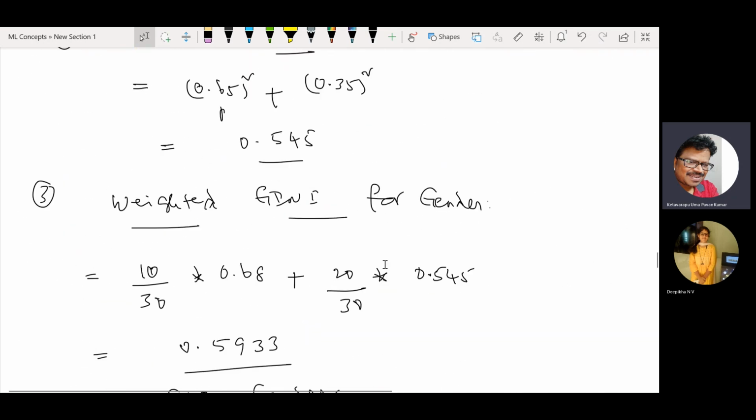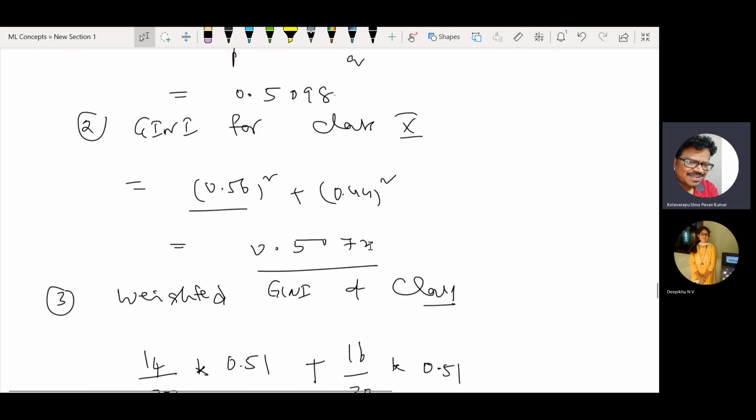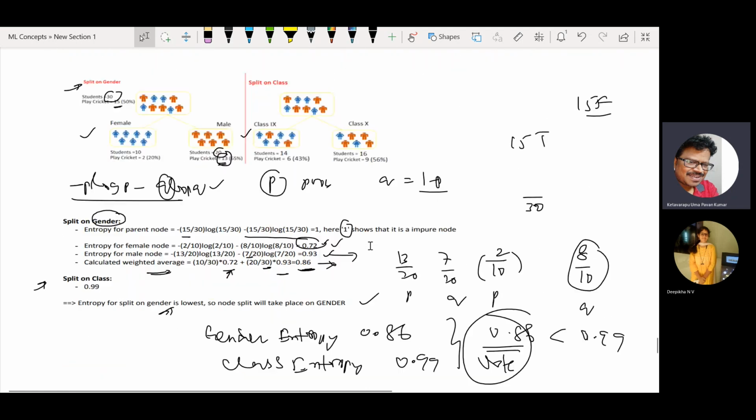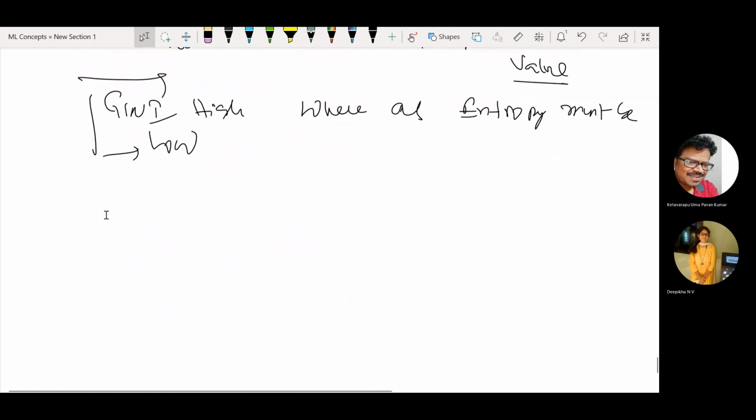If someone is saying my entropy is more, then you can oppose that. No, no, no. If entropy is more, I cannot go with that split. And if someone is saying my Gini is very less, then you have to go for another split. Because if Gini is high, you need to take a decision on the appropriate splitting, like how we have seen in the gender and all the other aspects.